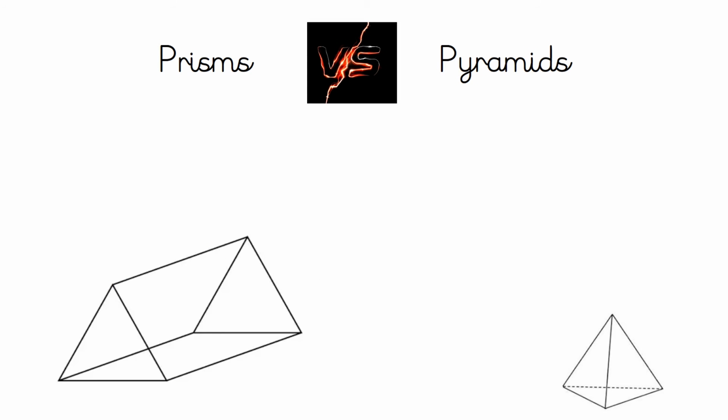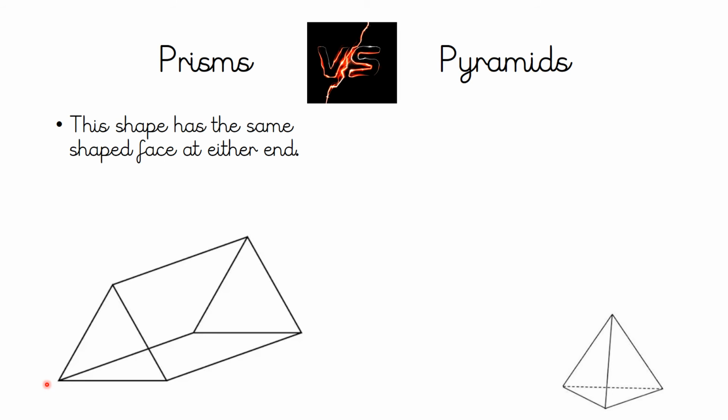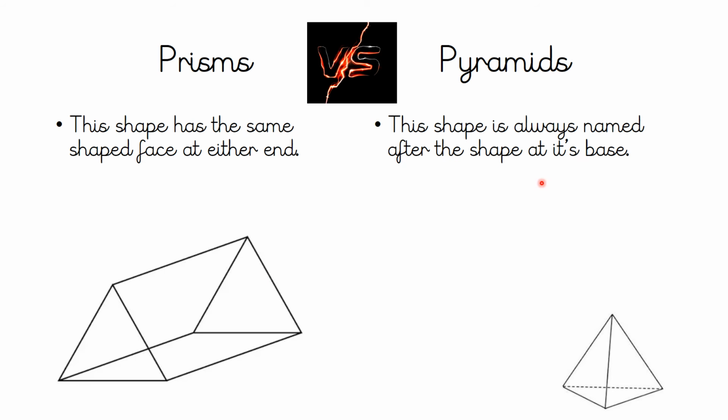Let's have a look at the answers together. Our first fact was this shape has the same shaped face at either end, and this is true for prisms. The next fact was this shape is always named after the shape at its base, and this is pyramids. We have a triangular base pyramid, square base pyramid, and lots of other types of pyramids. The next fact was this shape's edges meet at an apex. This is describing the top vertex, top corner on a pyramid.